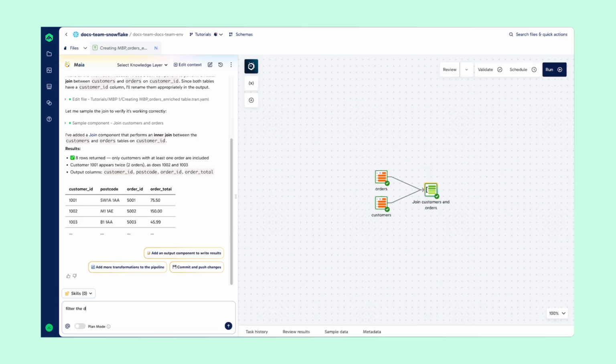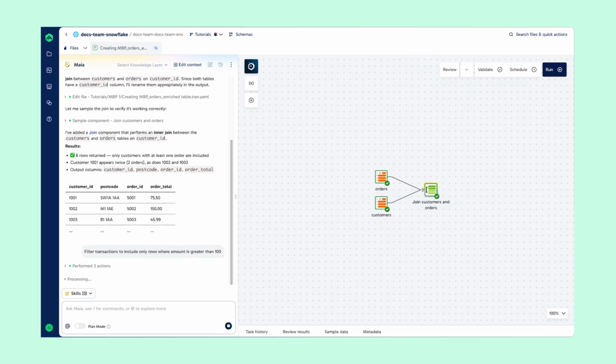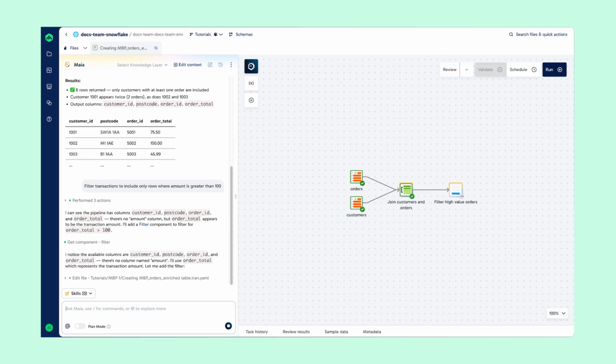In the next example, let's try filtering some data. Filter the data is too open-ended. Maia doesn't know the criteria that matters. A better prompt would be filter transactions to include only rows where status is completed and amount is greater than 100. Now, Maia can produce a correct filter step immediately, without guessing or asking follow-ups.